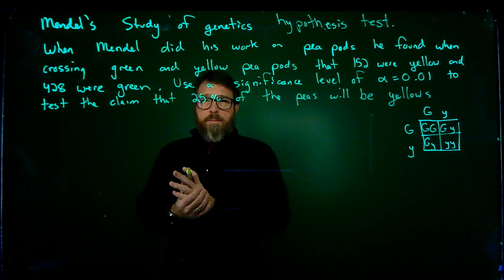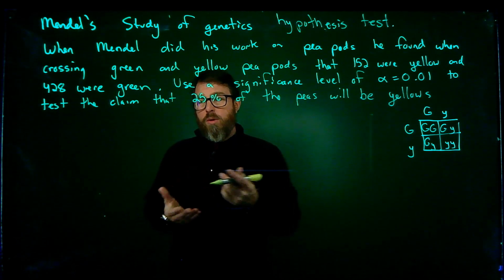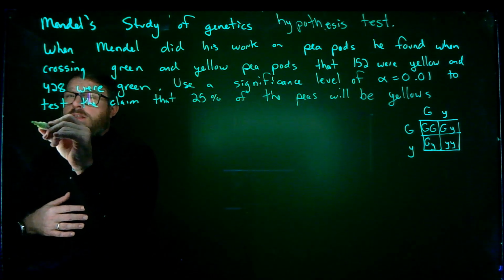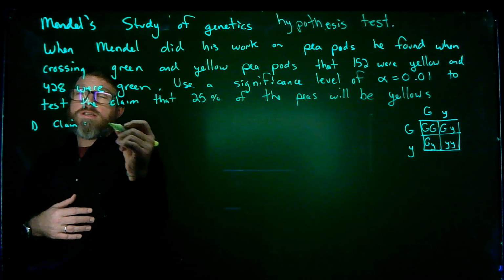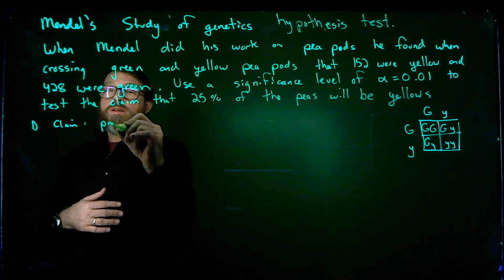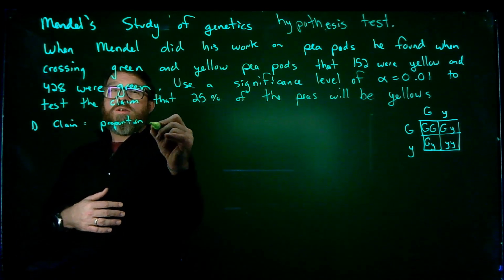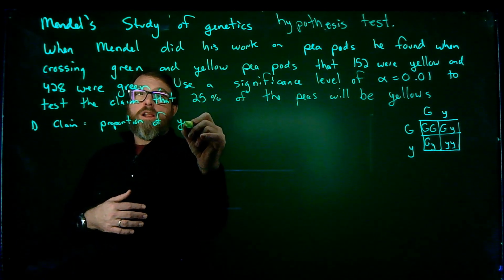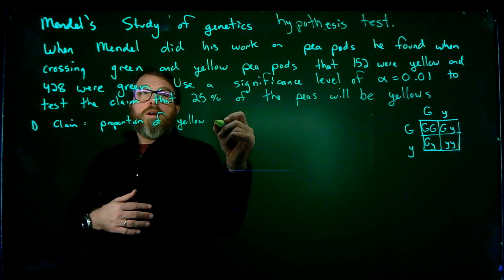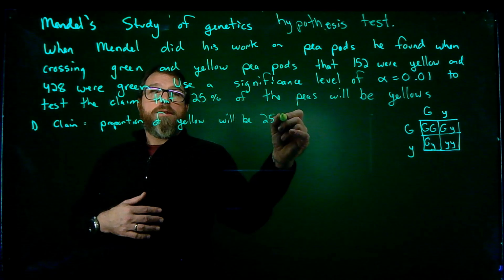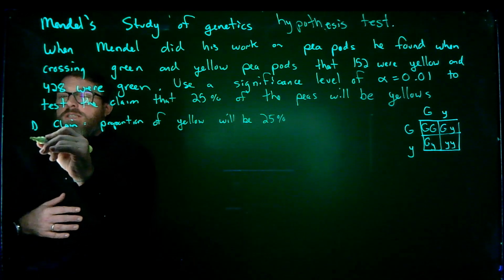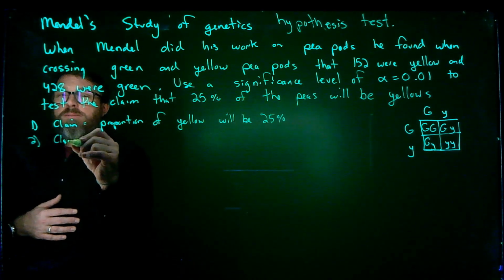So let's do a hypothesis test. The first thing we really want to do is talk about the claim. So step one is just figuring out what the claim is. The claim is that the proportion of yellow will be 25%.